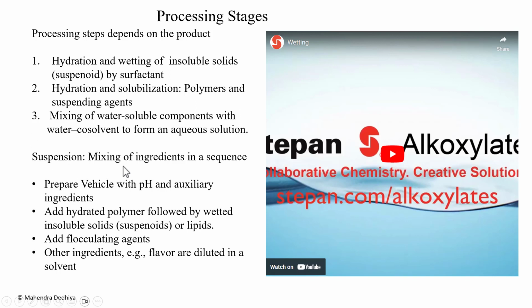Mixing of ingredients is carefully controlled in suspension. Preparation of the vehicle is the step with pH and auxiliary agents. To that, hydrated polymers are added. Hydration may require several hours, and that needs to be included in manufacturing. Hydration of polymers and insoluble solids are generally done separately, and then they are added to the vehicle. Flocculating agent and flavors are generally diluted and added.